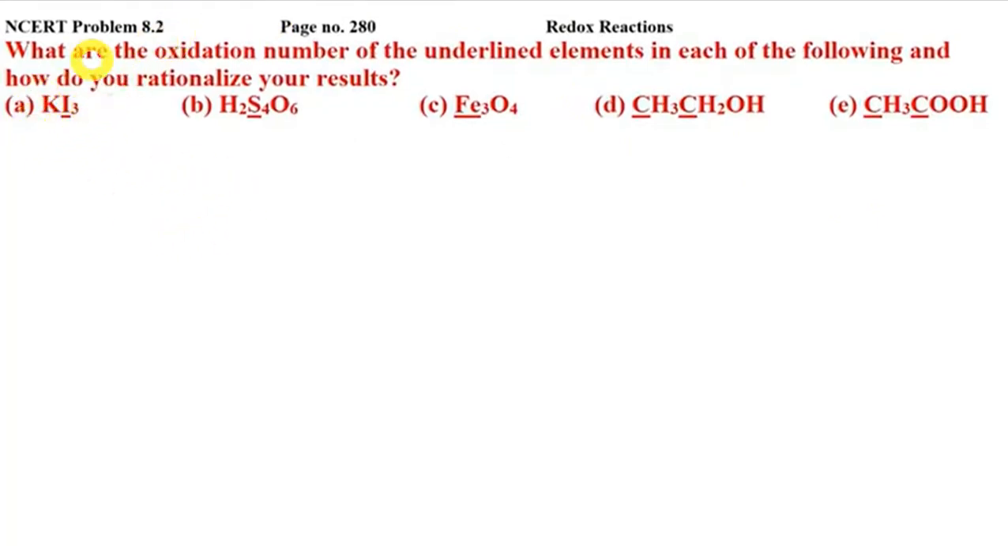Today let us solve this question. What are the oxidation numbers of the underlined elements in each of the following, and how do you rationalize your results? Rationalize in the sense you have to justify why you are giving just such an answer, whether it's right or wrong. Okay. So let us go for KI3.